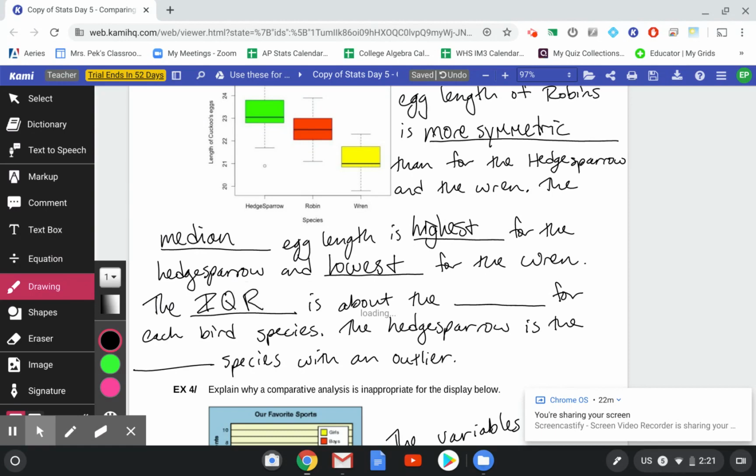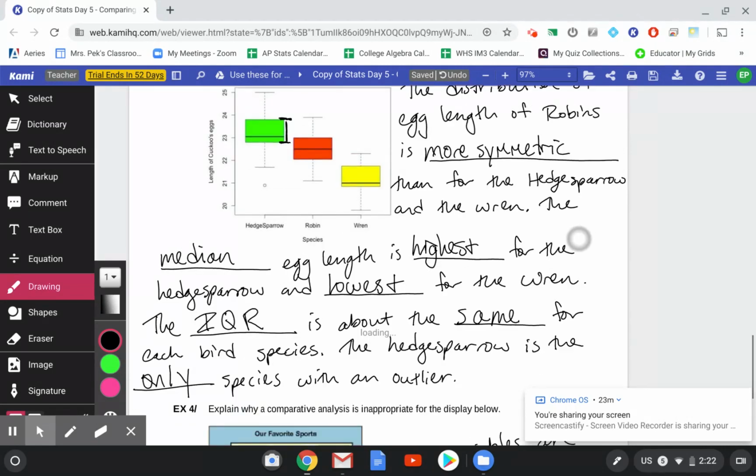And if you look at the IQR, it's the section between this and this. That's your IQR. And if we look at all those sections, they're actually about the same. So the IQR is about the same for each bird species. And then the hedge sparrow is the only species with an outlier. So that describes not only that it has an outlier, but that the other ones do not.